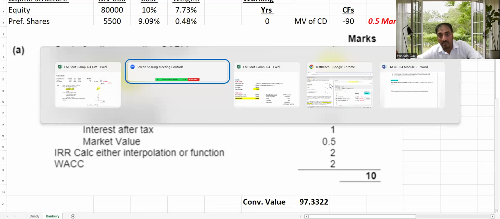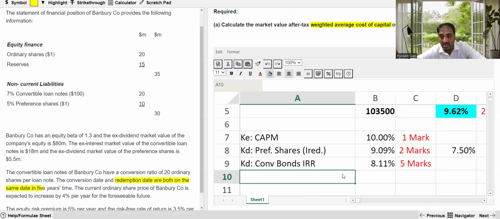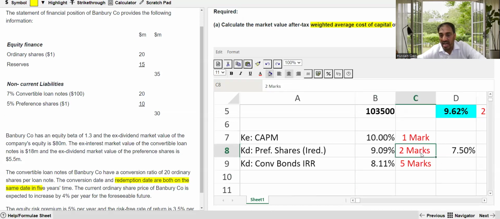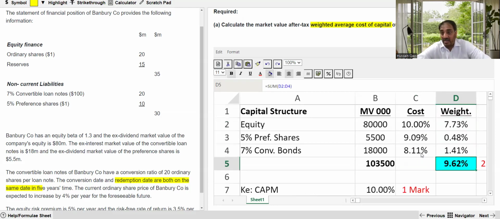The first important point. Another important point: if for this preference share, out of 2 we have only got the mark of 1, and this figure is wrong, listen carefully, this figure is wrong, then our WACC will also automatically become wrong. Don't worry about that. Own figure rule means your mistake will not carry forward. Your sin will not carry forward.